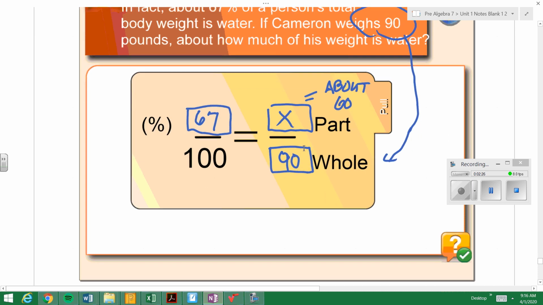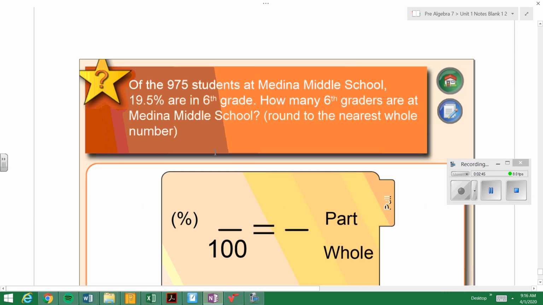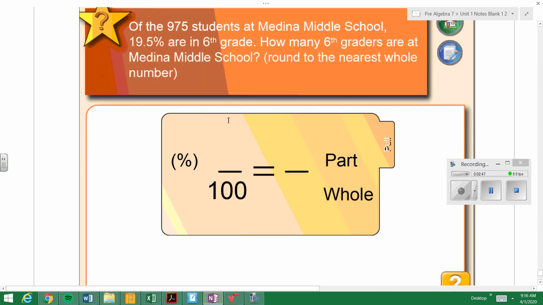About 60. Okay? And once again, I think we have discussed how to solve these, right? 100x is equal to the other cross product, which would be 67 times 90. Simplify here and solve, and you will find that x comes out pretty close to 60 there. Okay, let's do one more. And once again, this is wrapping up notes 6.41 from the other day.